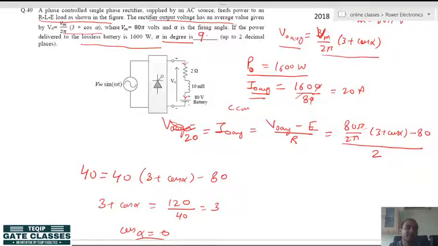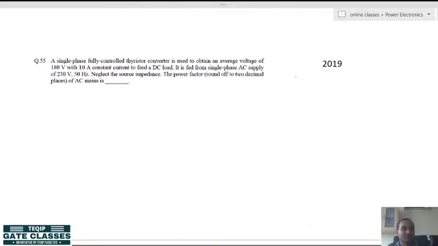So, the angle is 90.00 degrees. You see how simple it is. Only concept, the same concept I am applying every time, no different concept or something. Some basic electrical engineering concepts you must know. That is the prerequisite of power electronics. Alright, so coming to the next question.